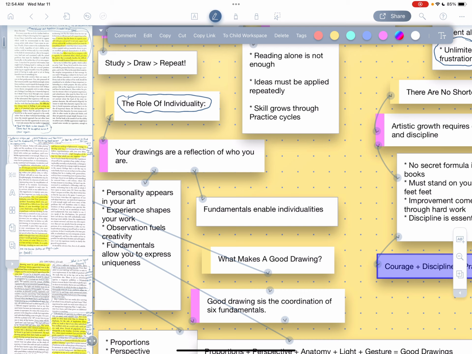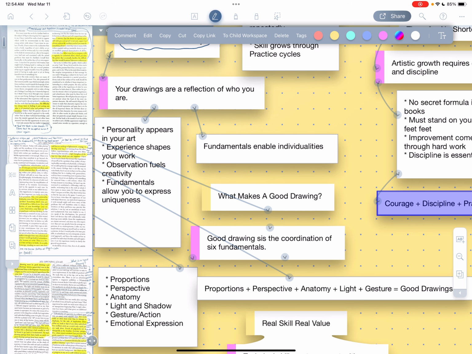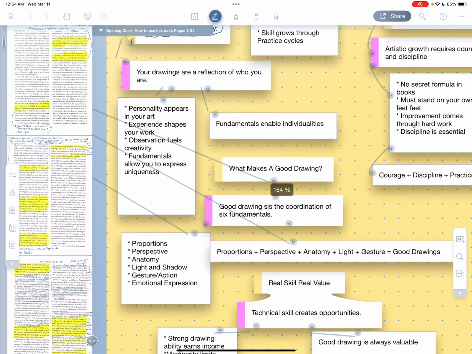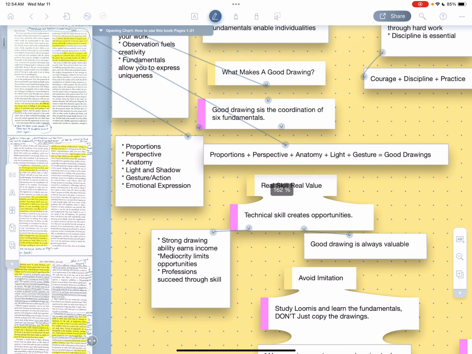So the key idea is your drawings are a reflection of who you are. Personality appears in your work. Experience shapes your work. Observation fuels your creativity. Fundamentals allow you to express uniqueness. And then I put fundamentals enable individuality. He will talk about fundamentals a lot in this book. So let's move on quickly.